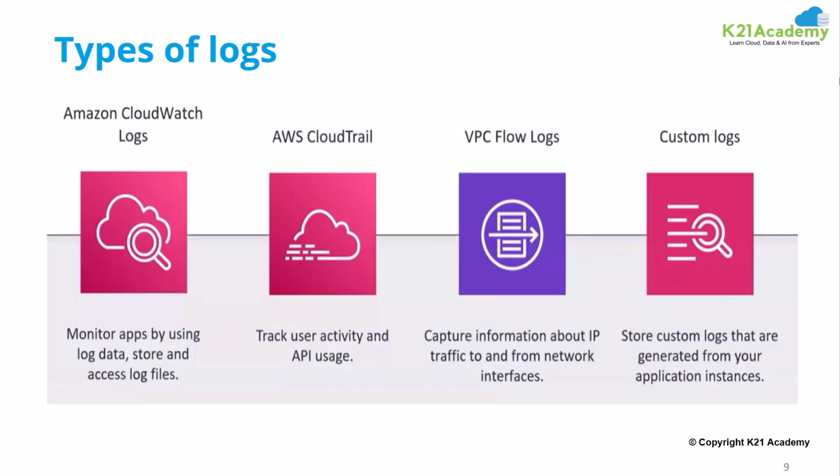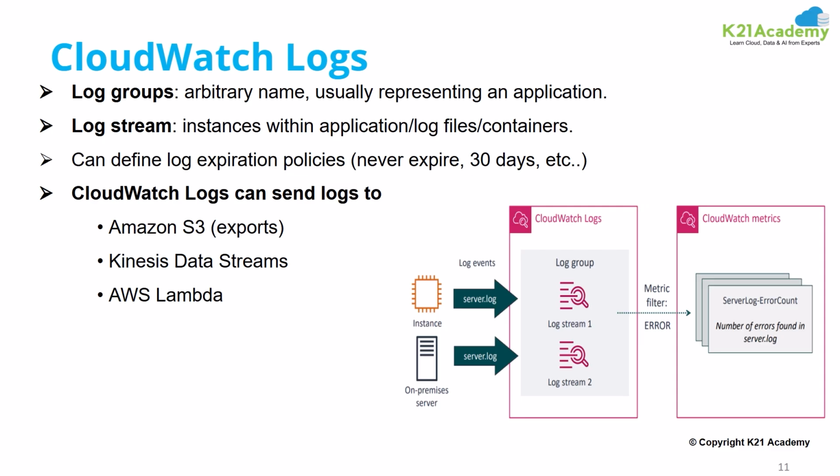So here are all the logs. CloudWatch has CloudWatch Logs, CloudTrail logs, VPC flow logs, custom logs as well. CloudWatch Logs means it monitors, stores and accesses your log files from your EC2 instance, CloudTrail, Amazon Route 53 and other resources. I'm going to explain CloudTrail, VPC flow logs in VPC and custom logs shortly. But let's first understand the CloudWatch Logs.